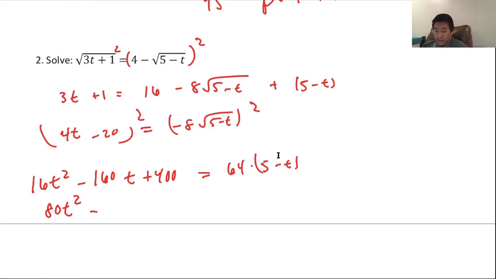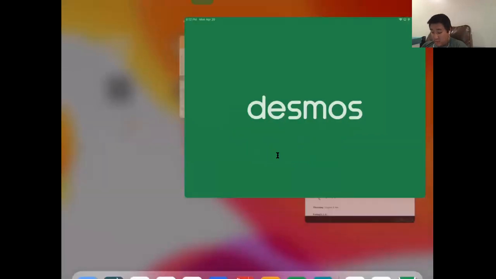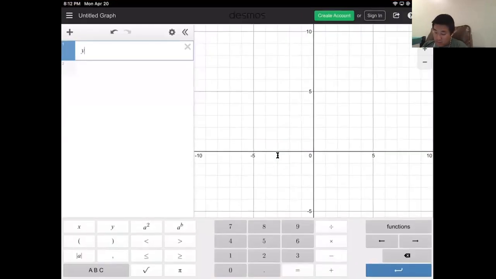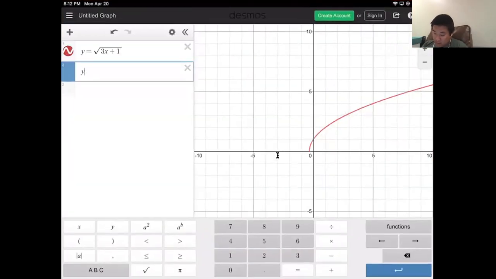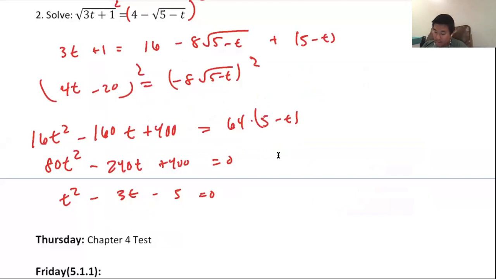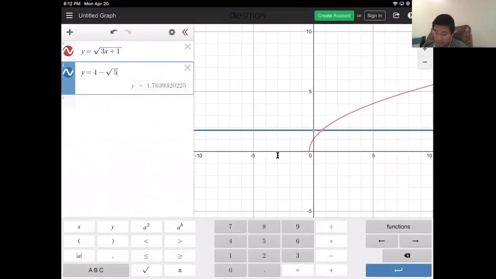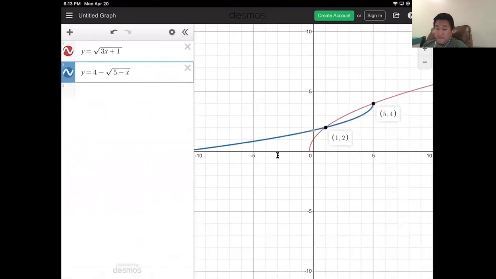This doesn't factor very nicely. Just want to make sure. Y equals square root 3x plus 1. Y equals 4 minus 5 minus t. Yeah, give me a nice number.